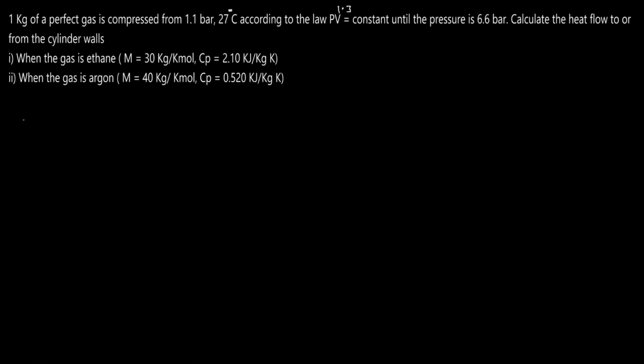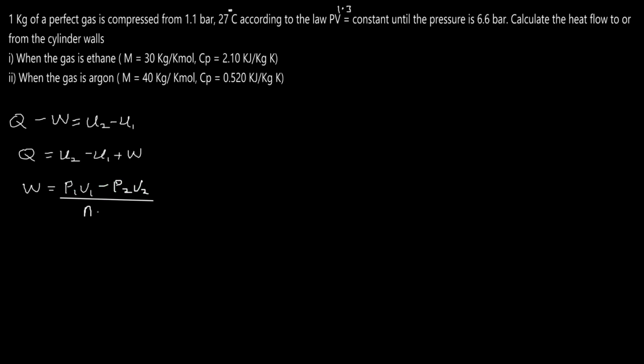So, to calculate heat flow, we use the energy equation Q minus W equals U2 minus U1, or Q equals U2 minus U1 plus W. For this process, the work done equals P1V1 minus P2V2 divided by n minus 1. And the difference in internal energy, U2 minus U1, equals the mass multiplied by the specific heat at constant volume multiplied by the difference in temperature, T2 minus T1.